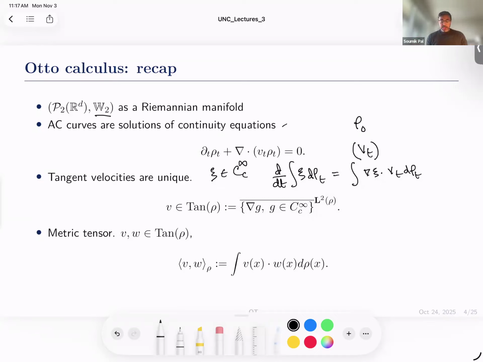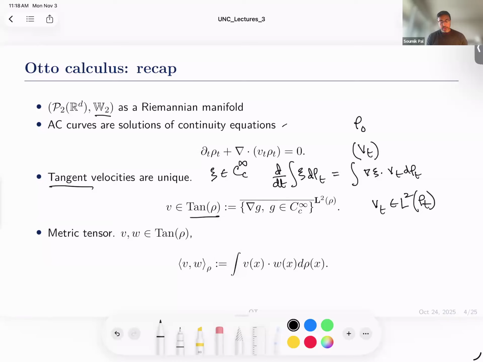Now, these tangent velocities lie in L2(rho_t). At every time t, the tangent velocity lies in L2(rho_t). But they are not unique. Given a family rho_t that satisfies the continuity equation, there are infinitely many choices of velocities. But there is one choice that is unique, and that one choice is what we call the tangent velocity. Otherwise, they're just called velocities, not tangent velocities. And the tangent velocities lie in the tangent space.